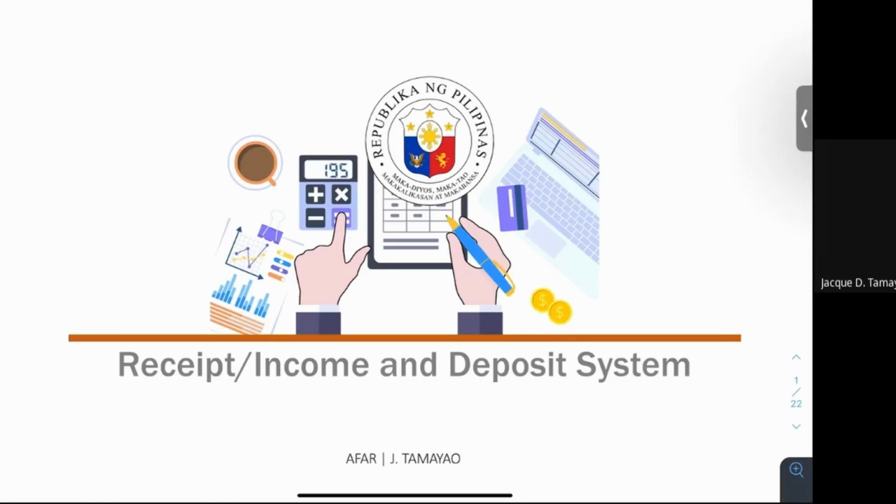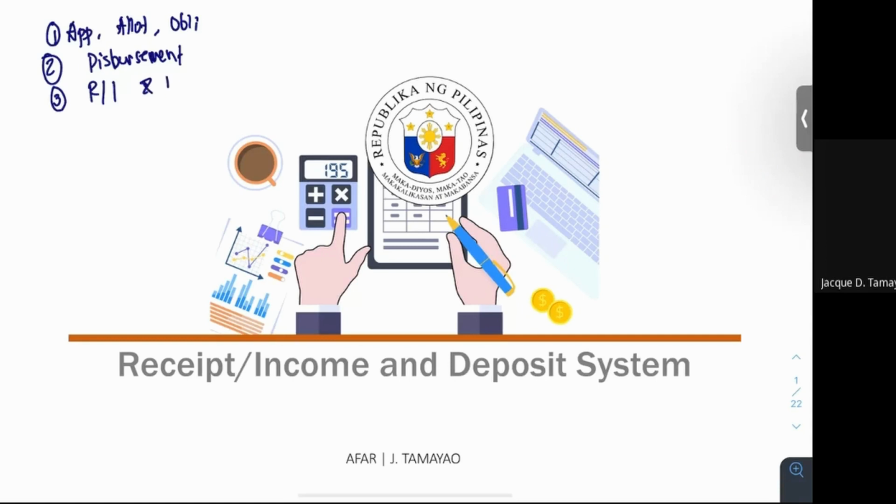For this session, we will talk about your receipt or income and deposit system. As you all know, under the government accounting process, we have four systems generally. Those four systems are first, your appropriation, allotment, and obligation. Second is your disbursement. Third is your receipt, income, and deposit. And the fourth is your financial reporting system.